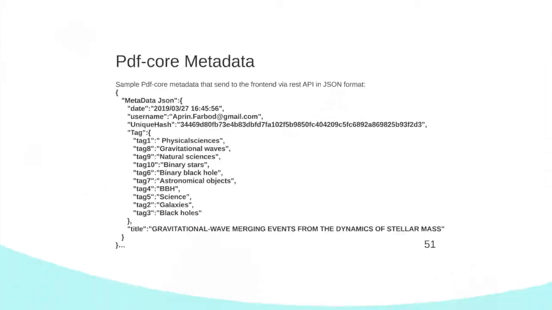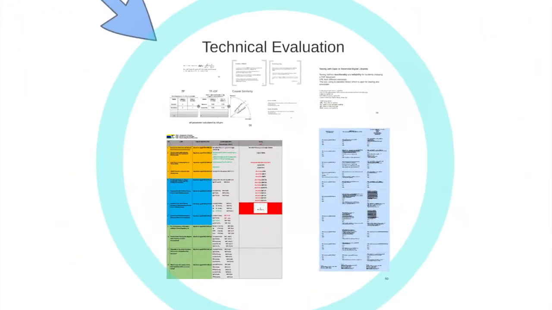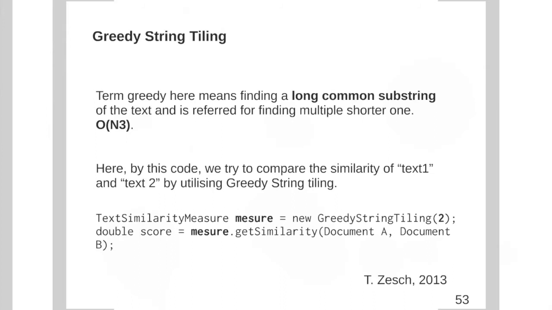Okay, let's briefly talk about the evaluation part. We use DKPro for our similarity function. We call it the collector agent. We test two algorithms, greedy string tiling and the cosine algorithm, with a standard digital library. So there are some documents from archive.org that were manually assigned to specific collections, and I will explain it.